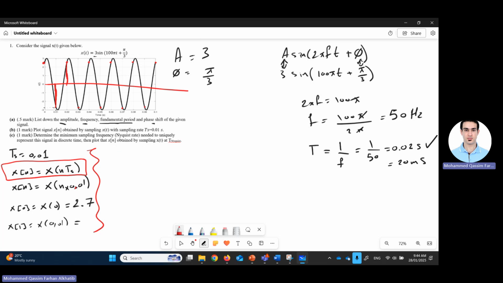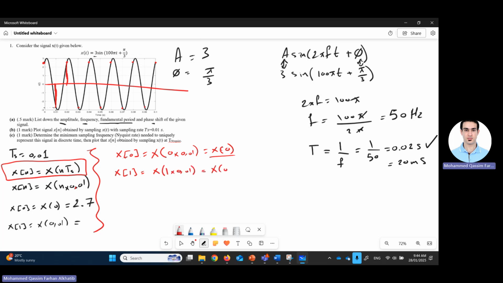So my first sample, x of 0, equals x. See, when you see these square brackets, that's a discrete signal. When you see this one, that's a continuous one. So 0 times 0.01, and that's going to be x of 0. So I acquire this value from the graph. I go to the function, that's 0, that's x of 0. Now, x of 1 equals x of 1 times 0.01.